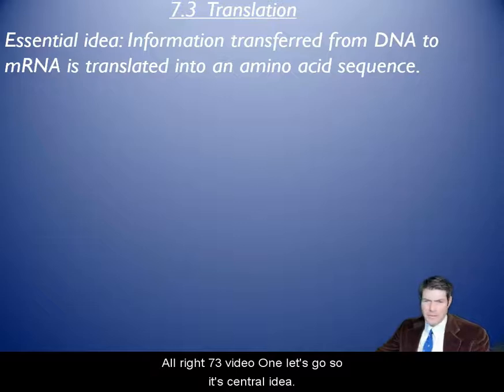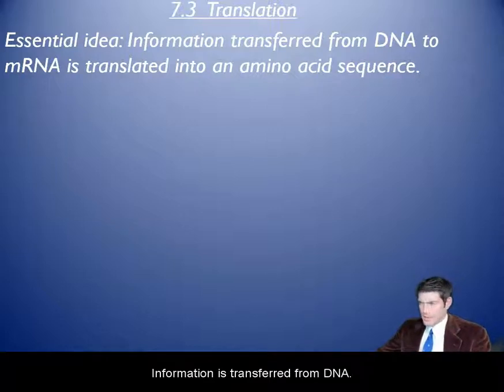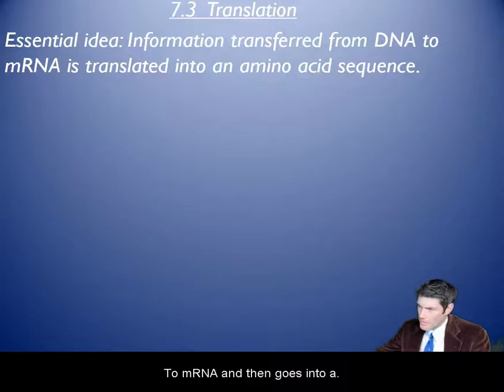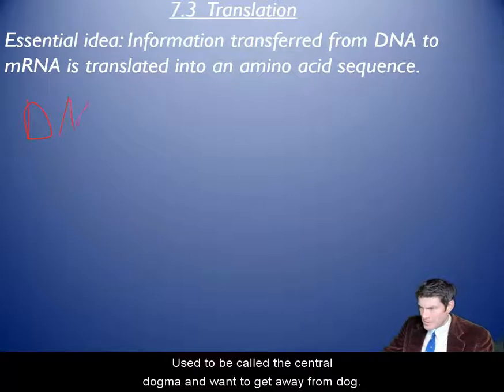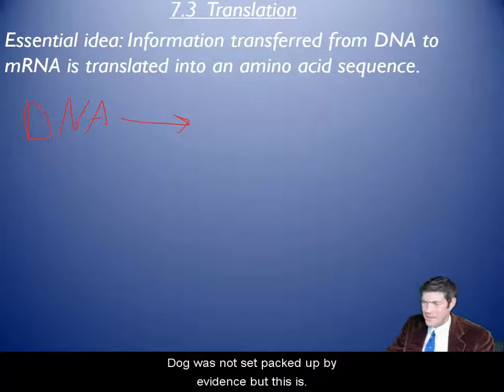All right, 7.3 video 1. Let's go. So, essential idea: the information is transferred from DNA to mRNA and then goes into an amino acid sequence. This used to be called the central dogma. We want to get away from dogma. Dogma is not backed up by evidence, but this is.